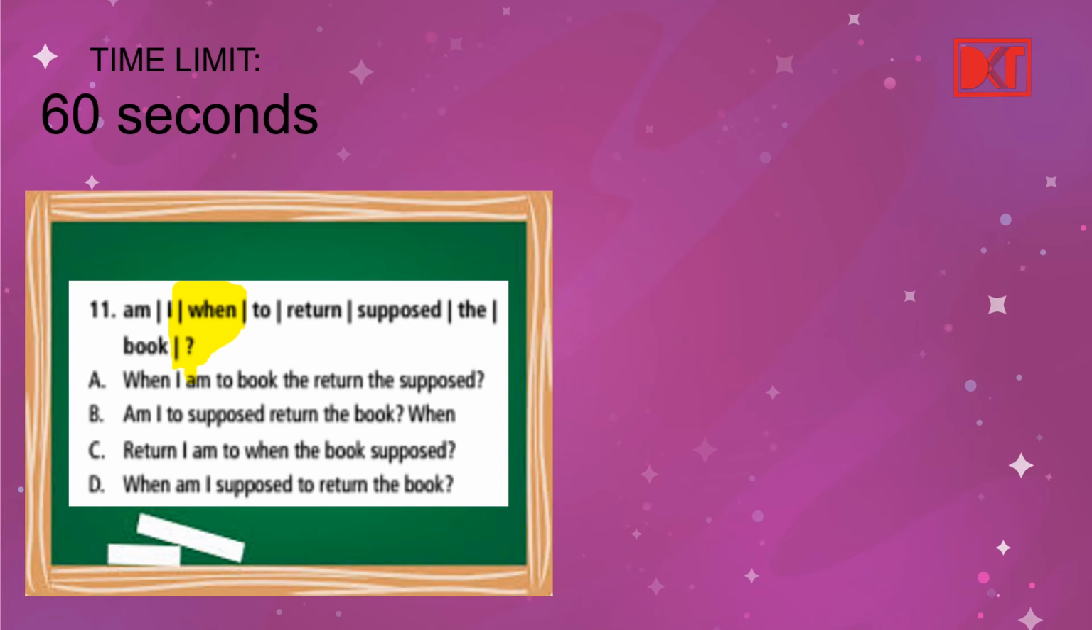Now the question is starting with "when". Let's read these two options starting with "when", A and D. A: When I am to book the return the supposed. Incorrect. Reading it, we can tell: "when I am to book". After "when" in a question, the verb comes first. Here you see: When am I supposed to return the book? Makes perfect sense. Correct answer is D.